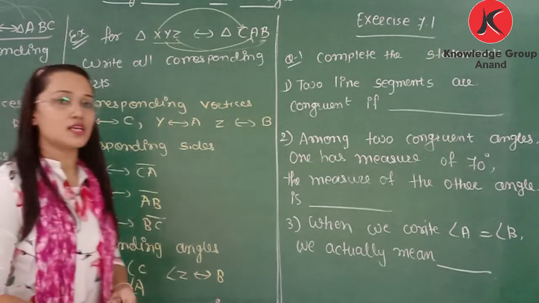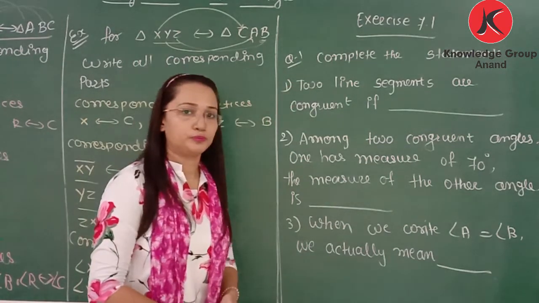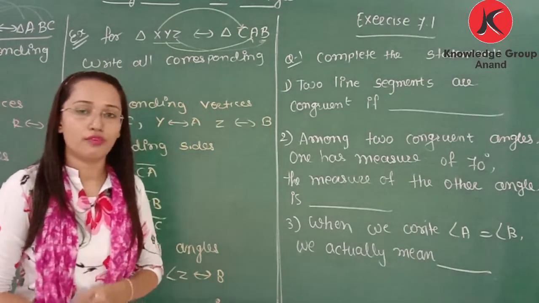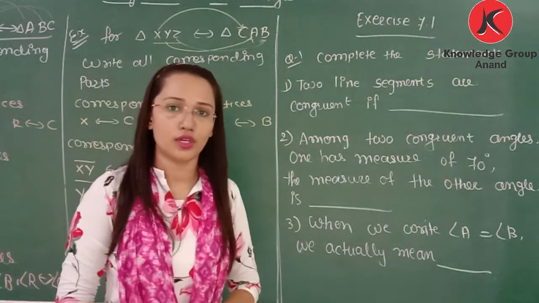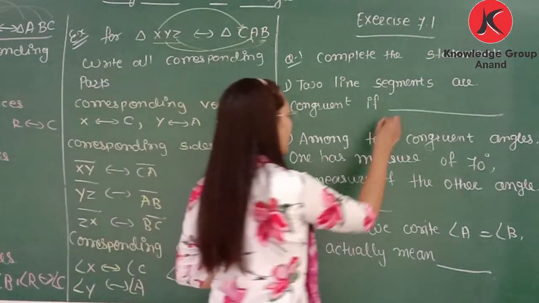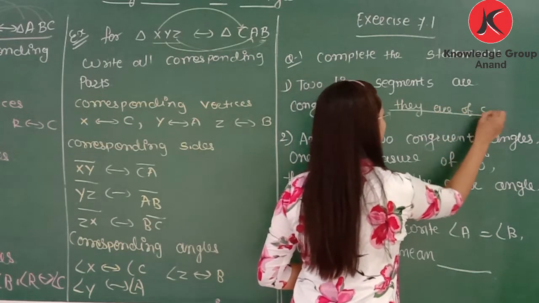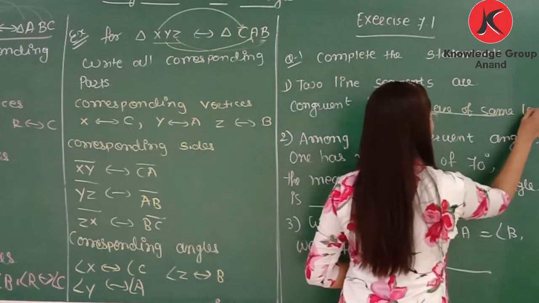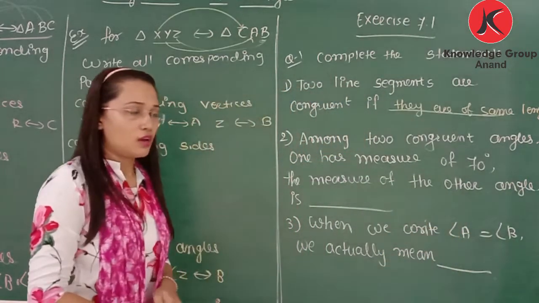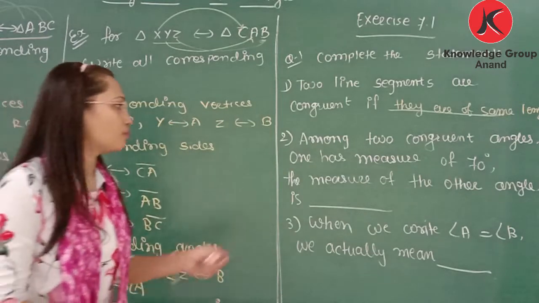Now let's start exercise 7.1 of the textbook. Here, complete this statement. First, two line segments are congruent if they are of the same length. So we can write if they are of the same length, or you can write if lengths are the same. Two lines are congruent if they are of the same length.